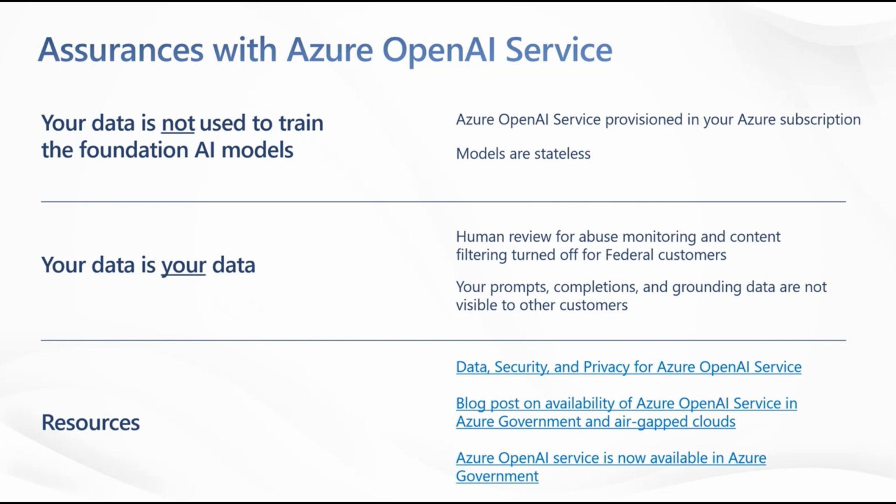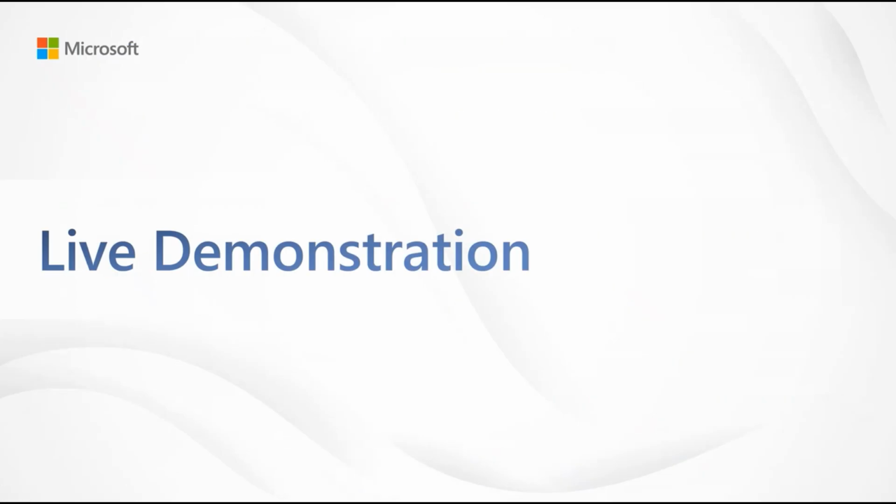Again, nothing is available to anybody else, not Microsoft, not other users of the OpenAI service. The communication stays entirely within your subscription, especially if you're using the private VLANs and everything. We do have links here. You can search these. These are all completely available on Microsoft Learn, along with the announcement about air gap clouds and other things coming down the pipe. Okay, and now we're on to the demonstration.